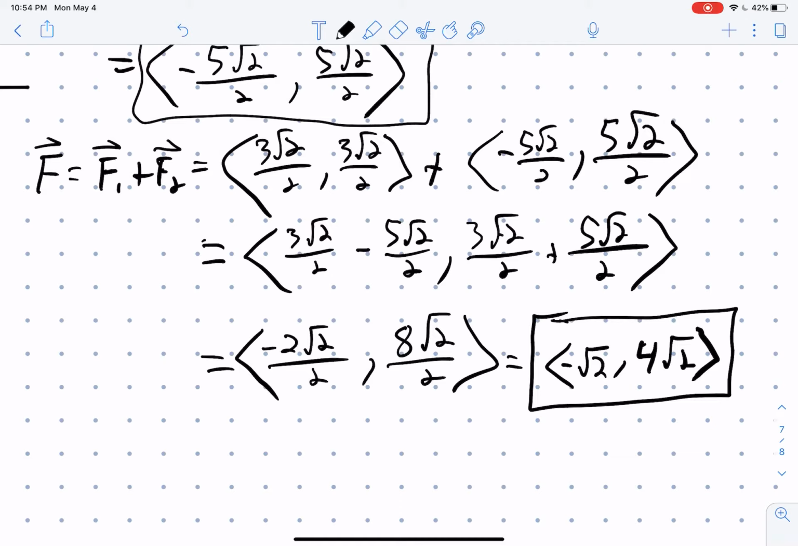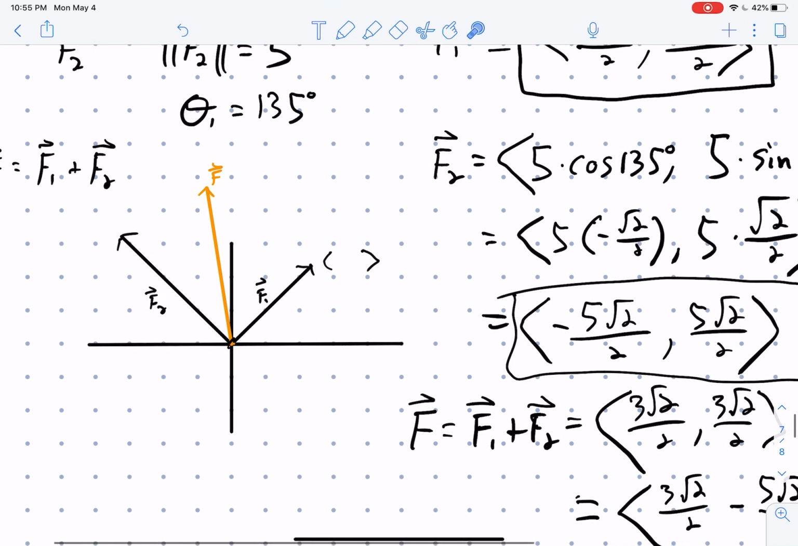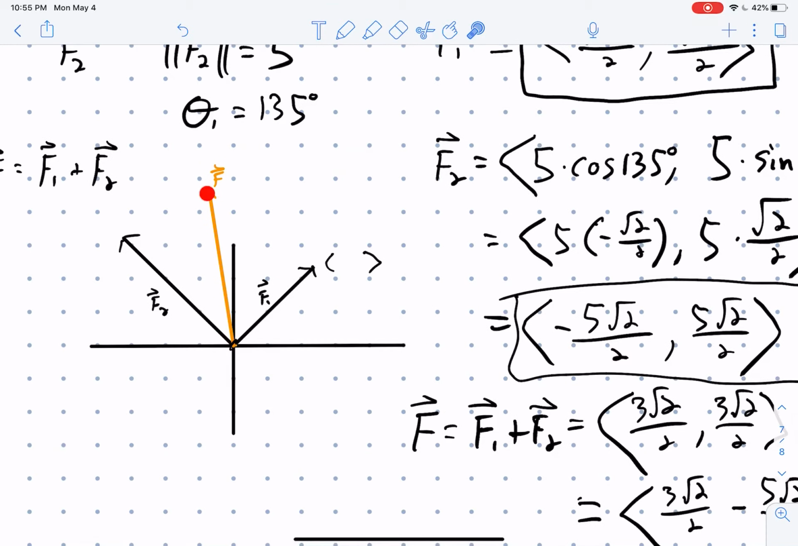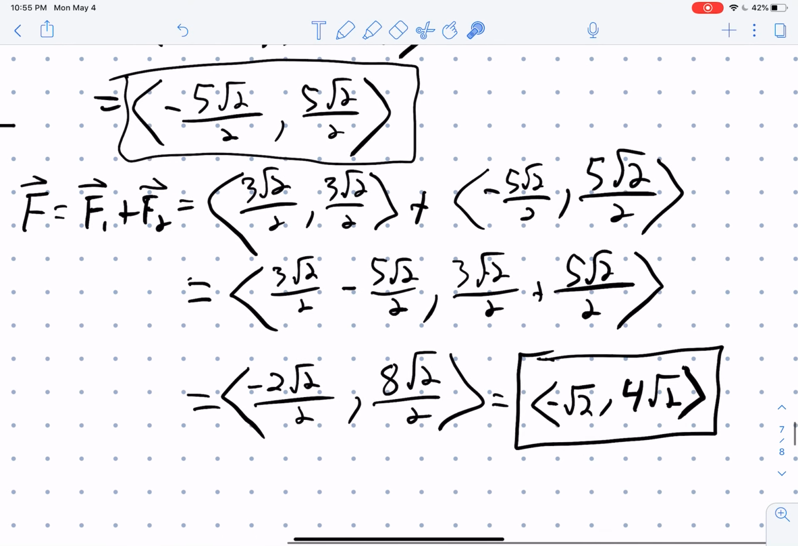Now, negative radical 2, that's the x-coordinate of it, is a little bit negative, and 4 radical 2, the y-coordinate, is positive, so this says to me it's going to be a little bit to the left of the origin and then up, and that corresponds to just what we got here. The coordinates of this F are exactly this, negative radical 2 and 4 radical 2. Okay, that's our solution to part A.